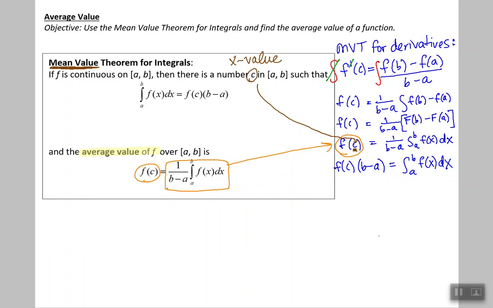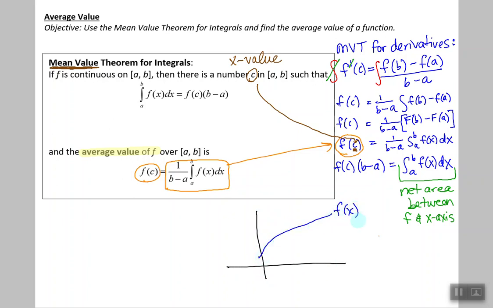So let's talk about what this represents. Remember that the integral from a to b of f of x graphically represents the net area between the function and the x-axis. So if I'm sketching the graph of a function f of x over the interval from a to b, that represents that area like that.